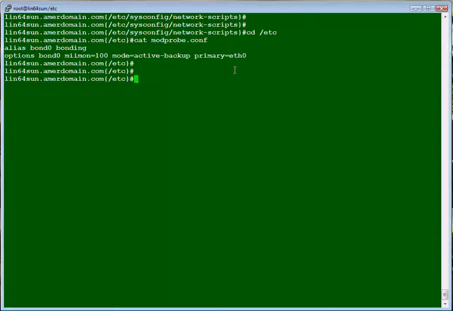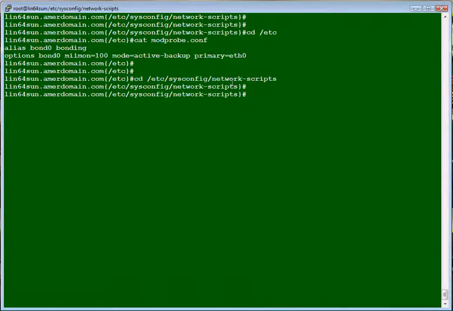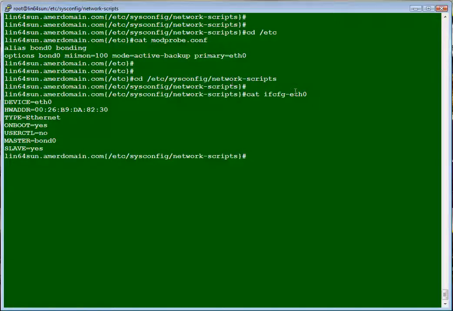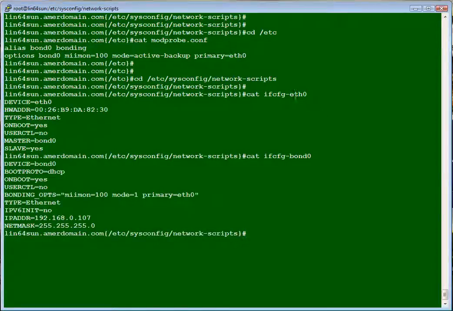Okay, so what are the configuration changes required for creating a bond from multiple Ethernet cards? One is in etc sysconfig network-scripts. In this you have two files. One is your main physical Ethernet card, and the other is the bond0 you created. So these are two files.